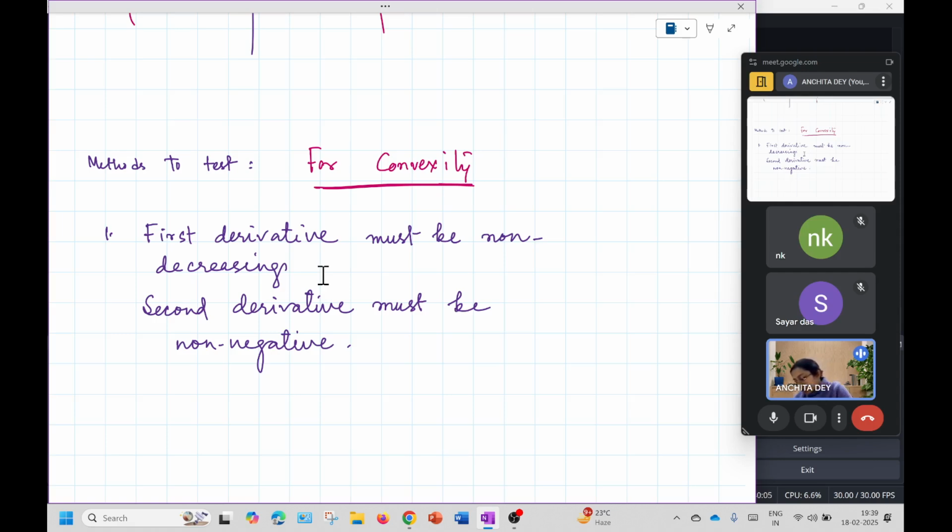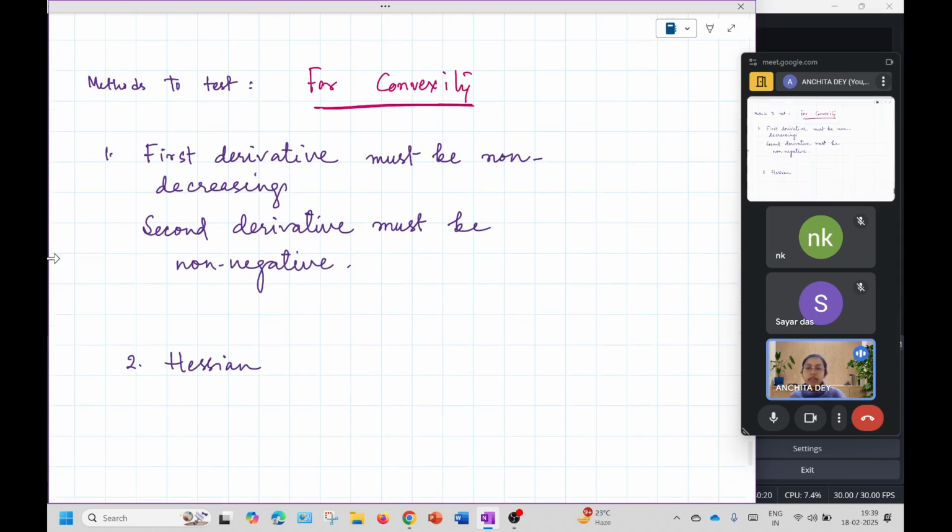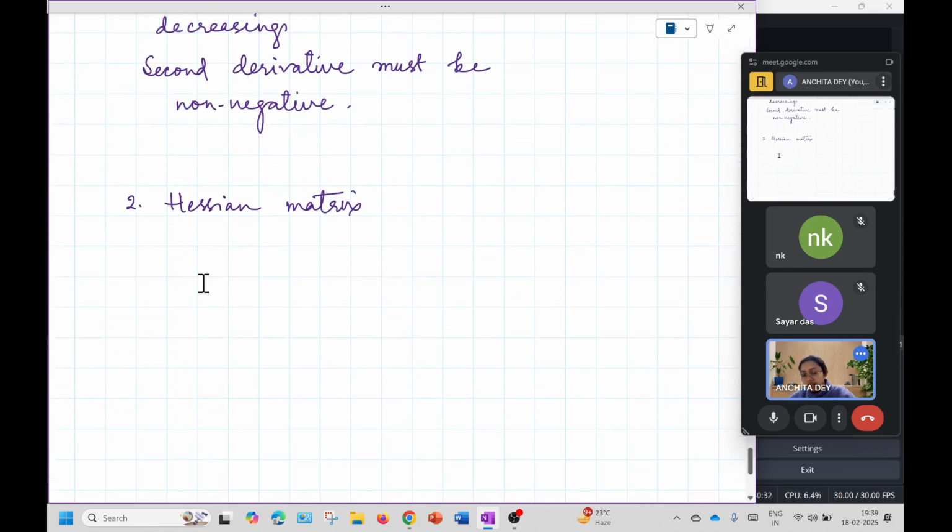So what about the second method? We have another method involving the Hessian matrix. Like Jacobian, we also have the Hessian. What is Jacobian? Jacobian is if you're finding the derivative only once. Okay, then you get the Jacobian. And if you do the derivative twice, then you land up with something called the Hessian matrix. So the Hessian matrix, which I will show what it looks like, must be positive semi-definite.